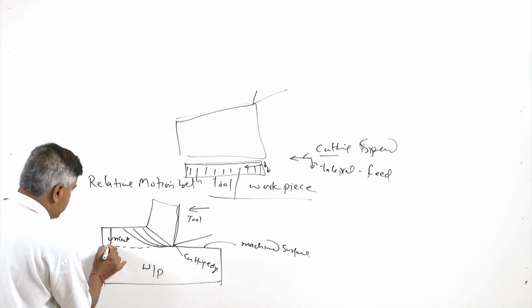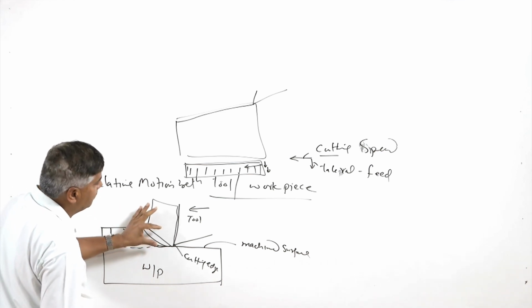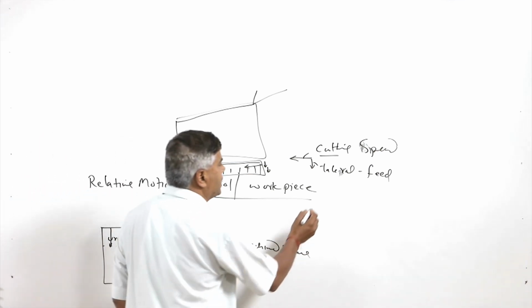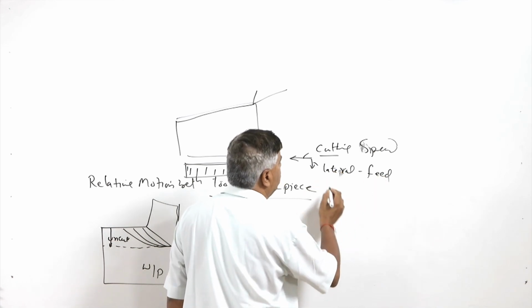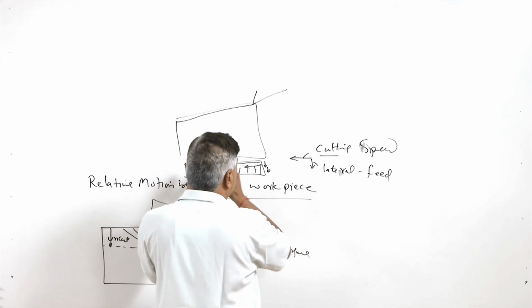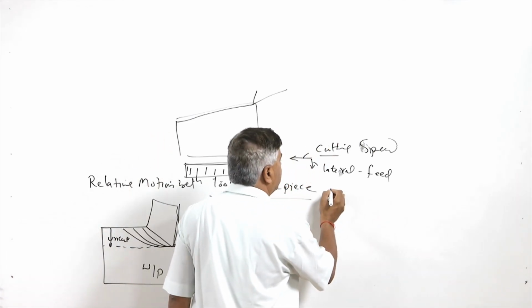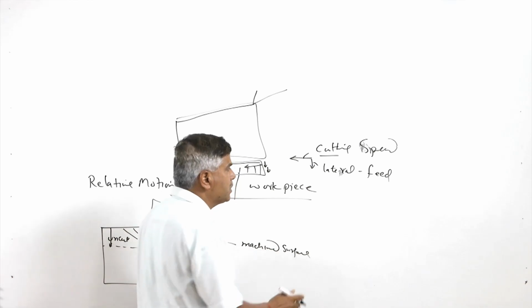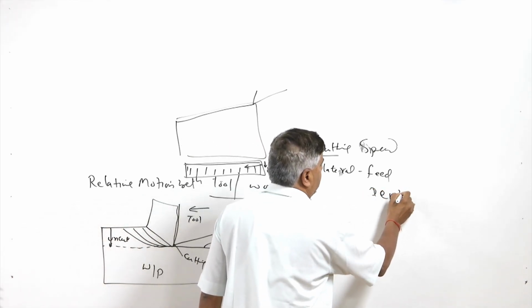And the depth by which the tool is penetrating into the workpiece, in this example, is the depth by which the tool has penetrated into the workpiece, and this thickness of the material will be removed. Lateral movement is feed, and the movement of the tool with respect to the workpiece in the line of the cut is cutting speed, and the depth by which the tool penetrates into the workpiece is called the depth of cut.